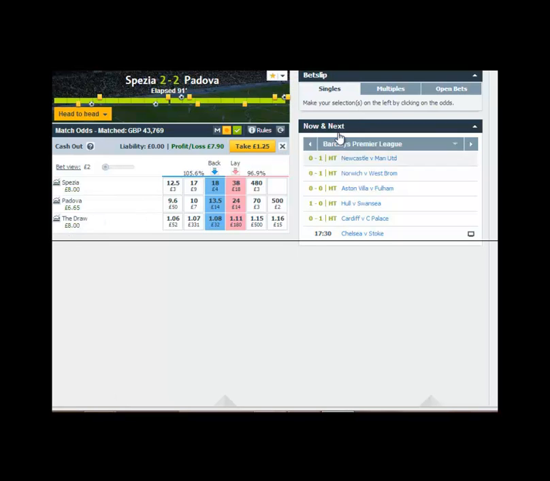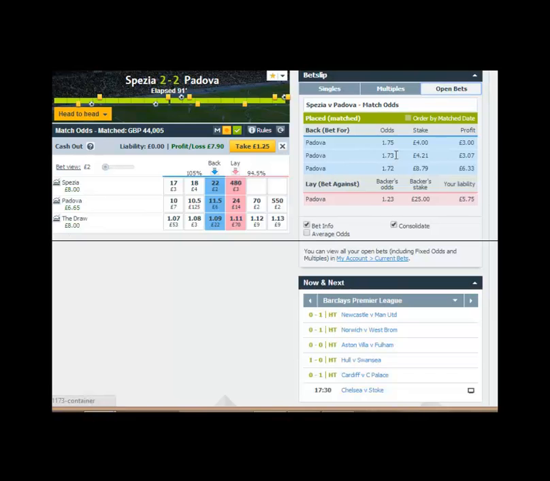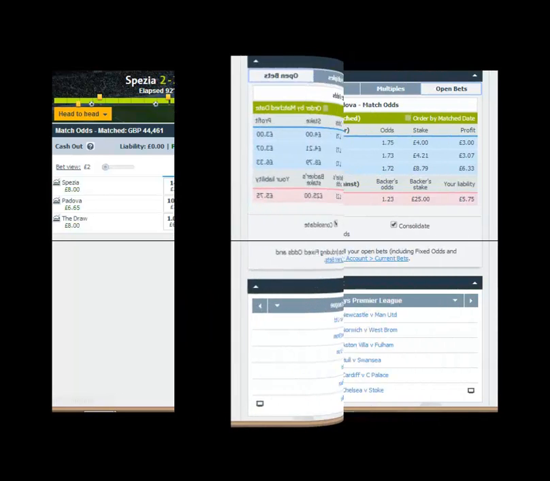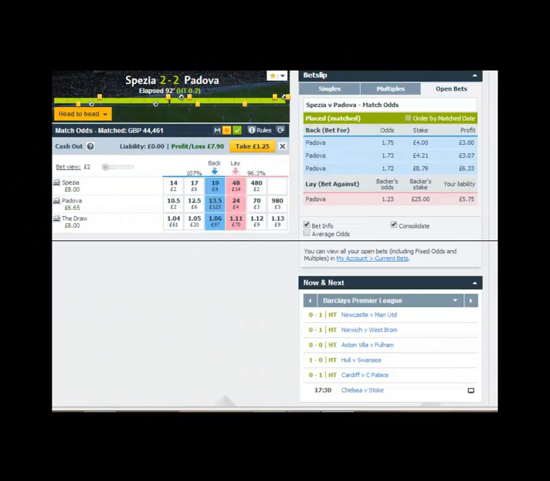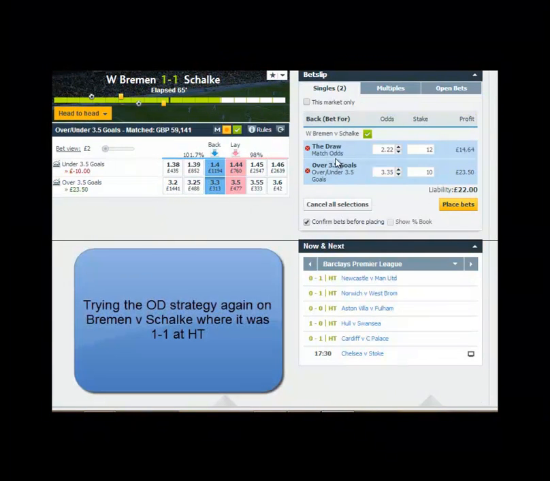Spezia, the other 0-2 OD strategy, where Spezia were 0-2 down, they actually came back to make it 2-2. We potentially could have won £25, but in fact we had already hedged after the first goal by Spezia in 48 minutes. We made a backing of Padova there at 1.72, so we'd already hedged out there for an £8 profit.